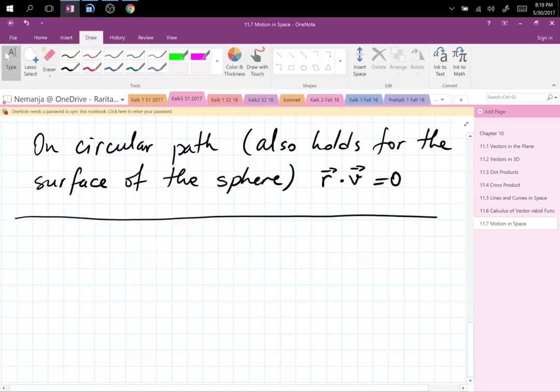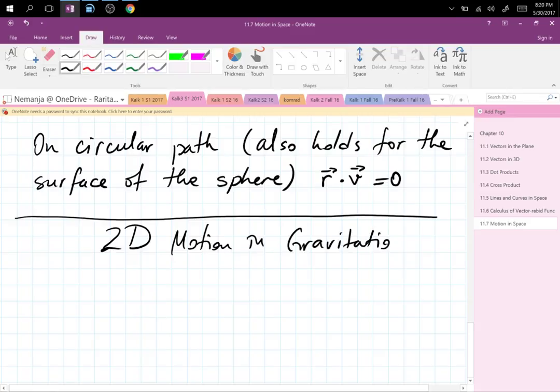So the next part is the good old motion in Newtonian gravity. We look at the 2D case, and then we extrapolate everything into 3D eventually. So 2D motion in a gravitational field.